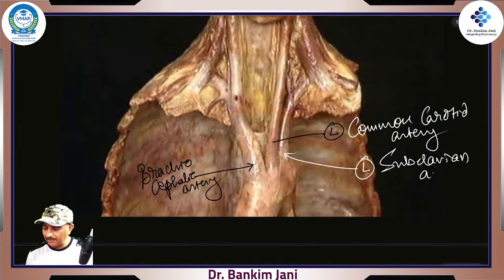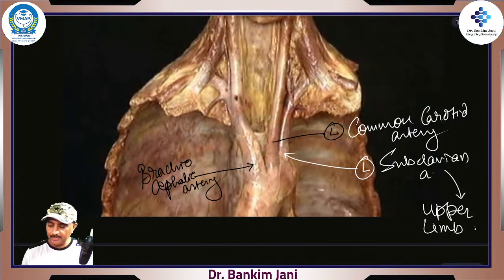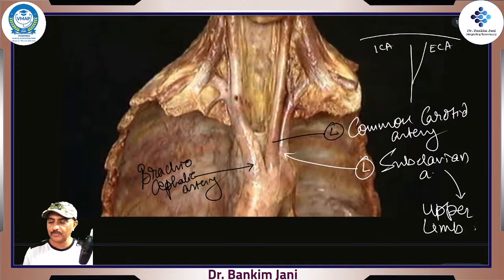Now this subclavian will be going where? This subclavian will be continuing as an axillary artery, and it will be supplying all the way to the upper limb. The common carotid artery, as it proceeds up, is divided into the internal carotid and the external carotid artery, and that is what will be supplying the brain and head and neck.